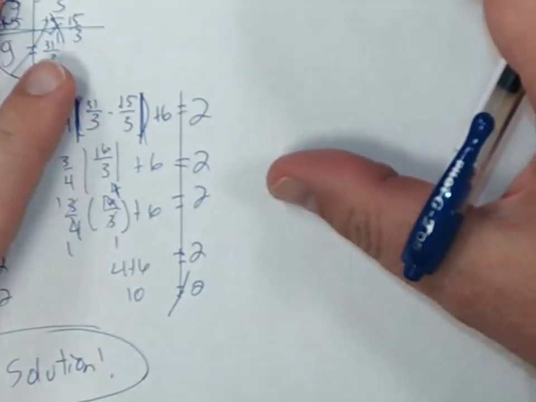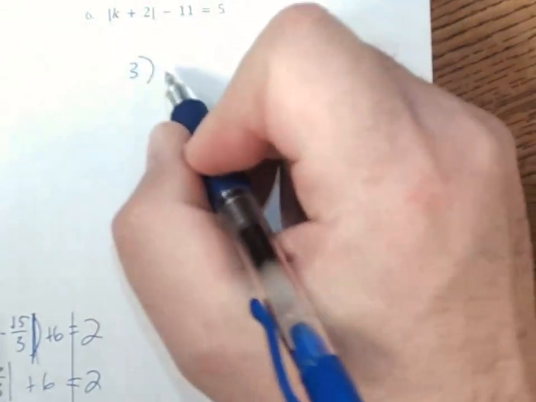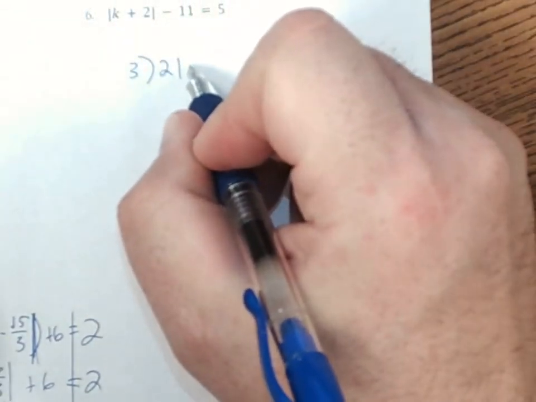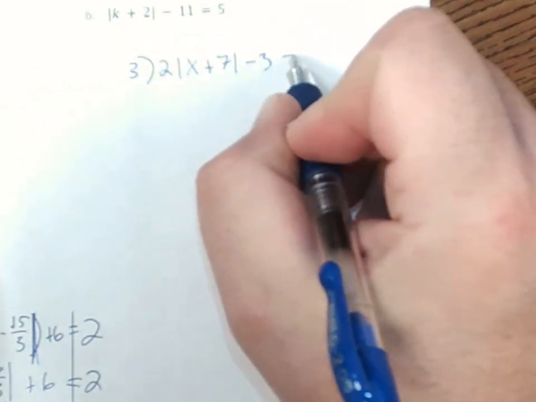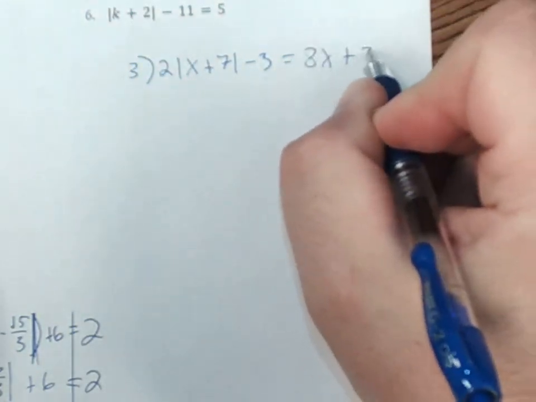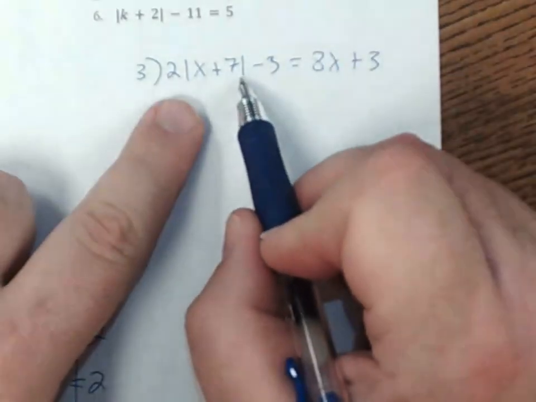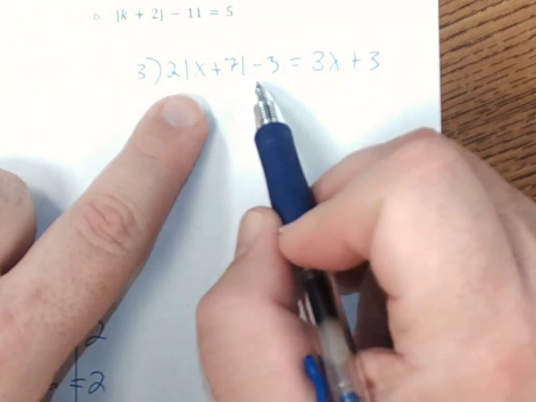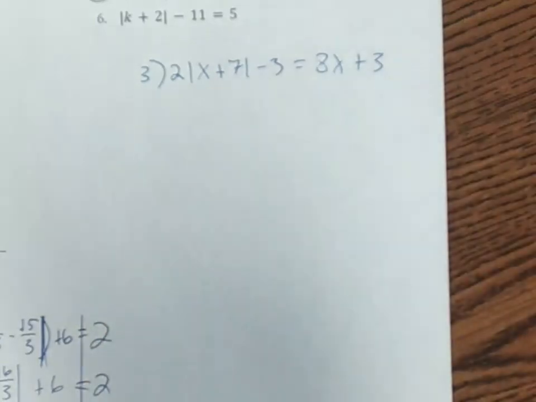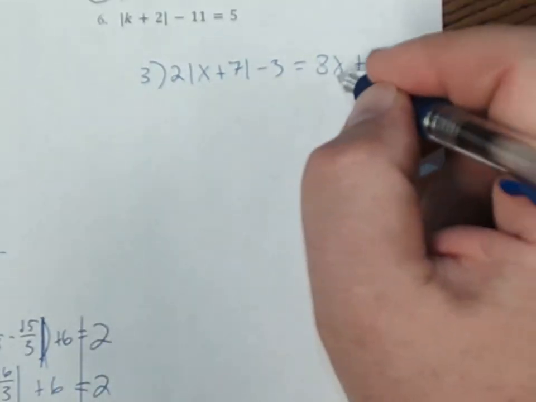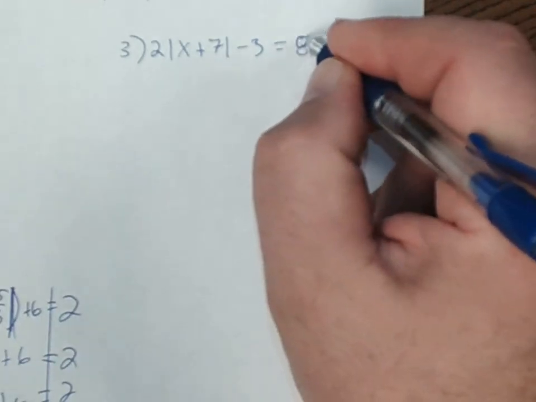Let's try another one. Here's number 3. We've got 2 times the absolute value of x plus 7, minus 3, and that equals 8x plus 3. I'm going to use x instead of lambda. What I'm seeing here is there are absolute value bars on the left, and they are being multiplied by 2, and we're subtracting 3 from them. I don't care that there's an x over here. That doesn't bother me in the slightest. We'll attack that later. Right now, not a big deal.